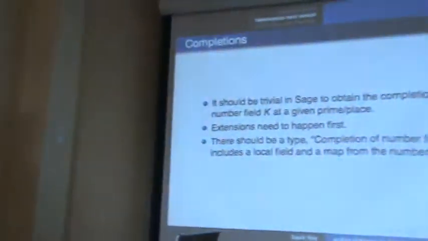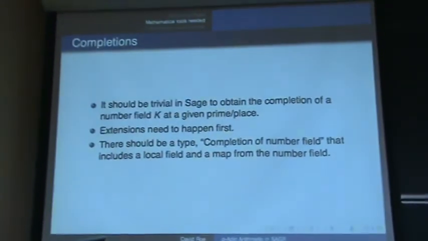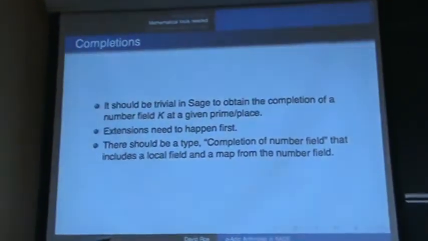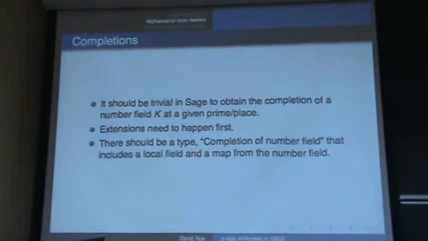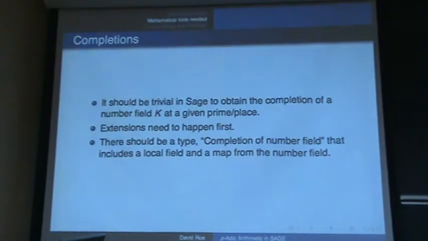All right, next. Completions, as somebody mentioned earlier. Once we have the rest of this going, completions will be really easy. It should be trivial in Sage to take a global number field and say complete at a specific prime, specific place, or list all completions. You should be able to take elements of that number field and cast them into that completion totally transparently.